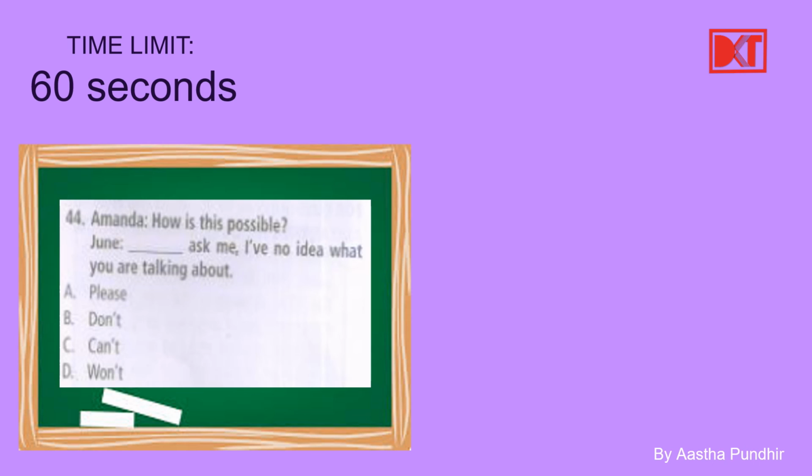Alright, next. Amanda says, how is this possible? June replies, dash ask me, I have no idea what you're talking about. Please ask me, or don't ask me, or can't ask me, or won't ask me. The correct answer is B. Don't ask me, I have no idea what you are talking about. Alright.